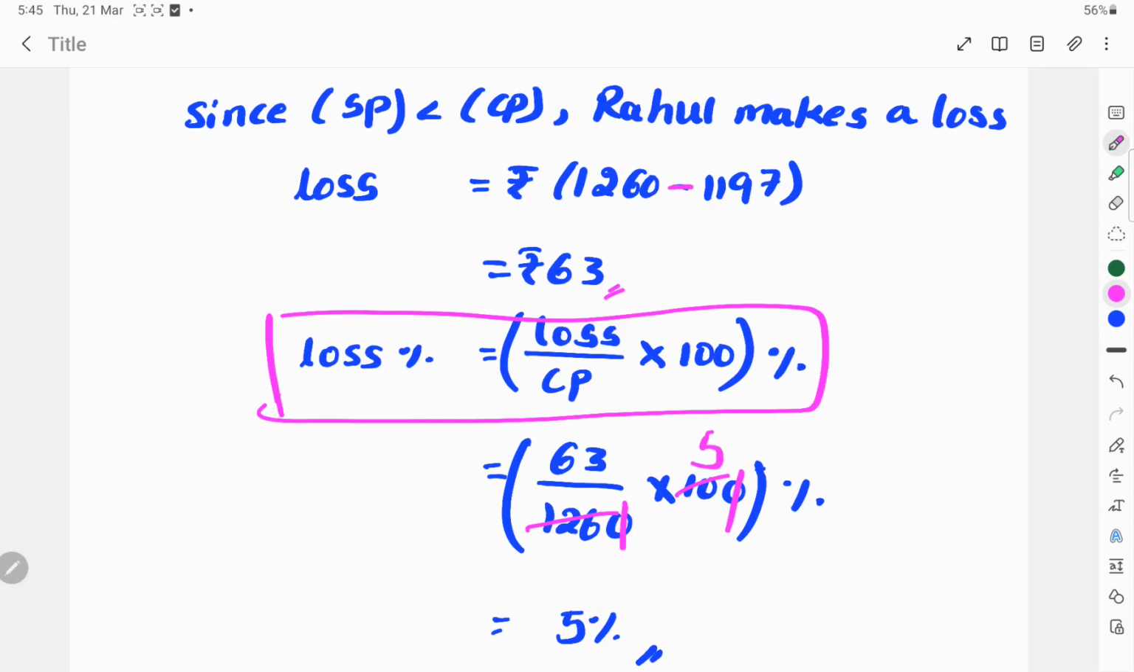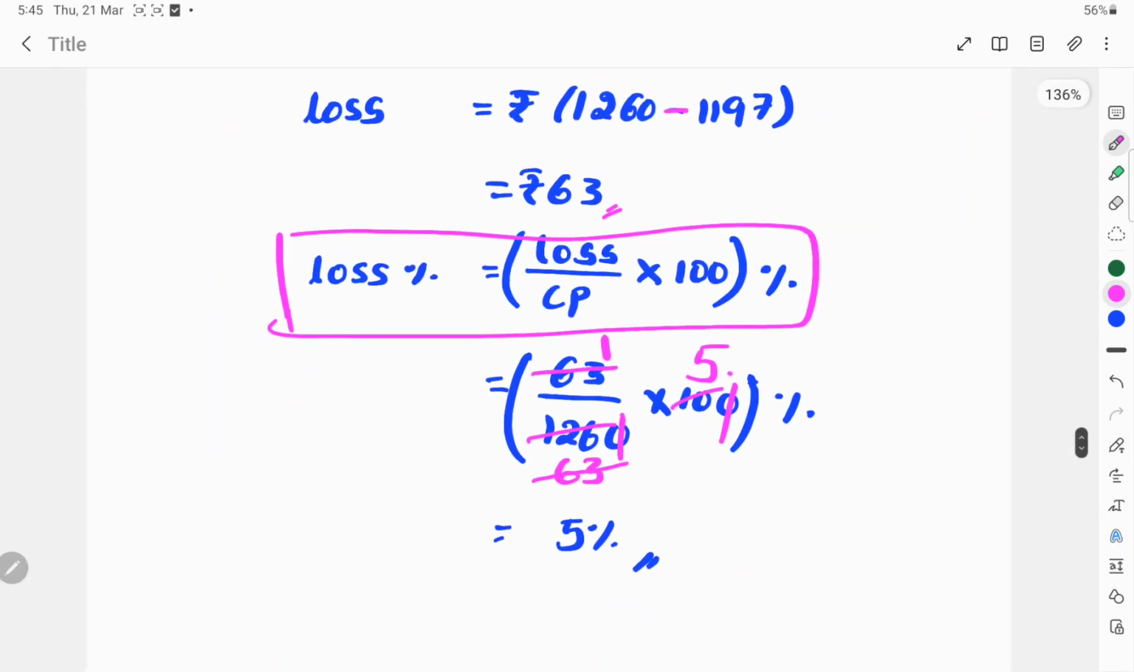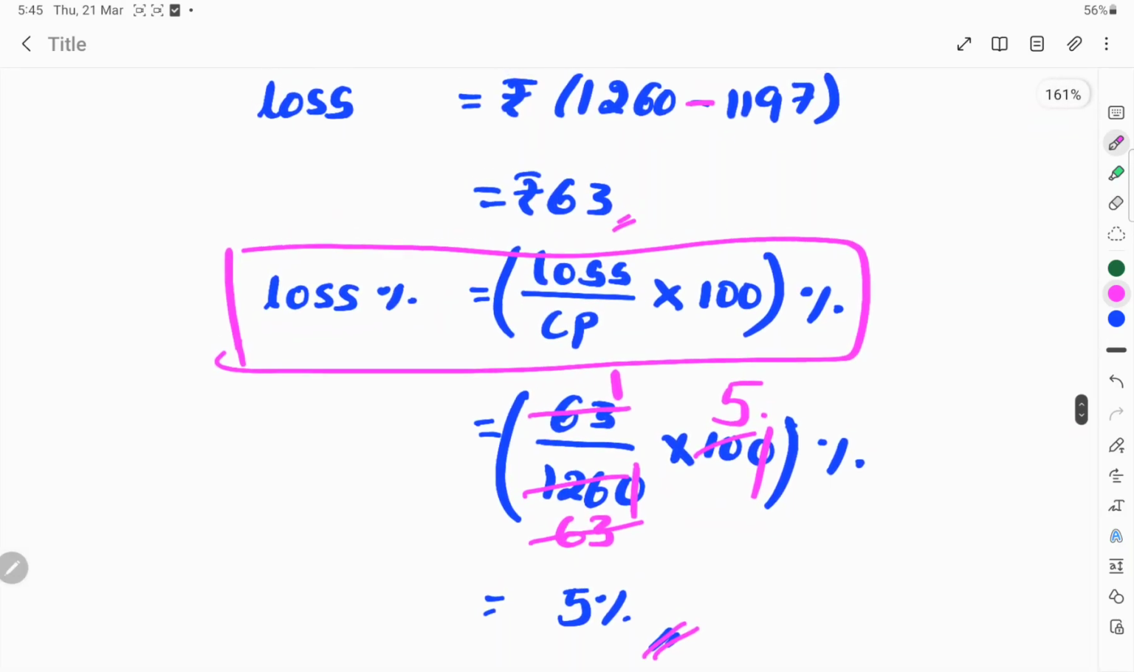So here the 0 will cancel. Here 2 cancels in 5 times. Here 2 cancels in 2, 6 is 12, 2 3s is 6. So here again we will cancel 63 in one time. So 1 into 5, 5. So 5%. He lost 5%. This is the solution.